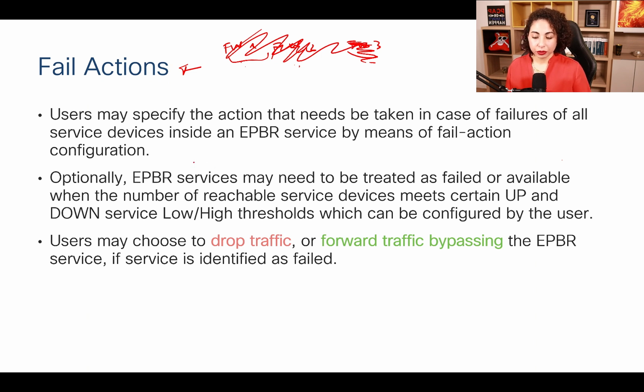And also, when we have defined those criteria, we can also say what we want to do, which can be dropping the traffic, which is very drastic, or forward traffic bypassing the ePBR service if it has failed. What it means here is that, for example, let's say that we have a chain of 3 sequences. Again, this is not supported yet with SGACL ePBR, but it is with classic ePBR. If I lost my first sequence, I can say, okay, just bypass it, so consider the other 2 sequences.